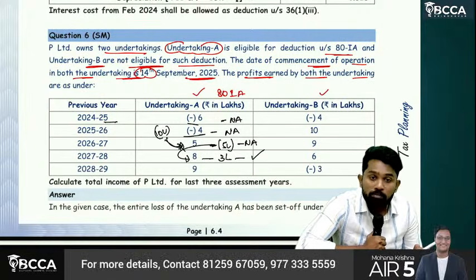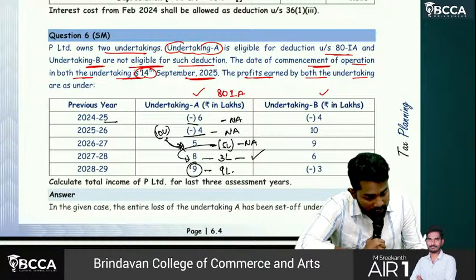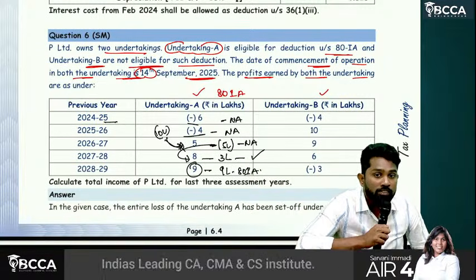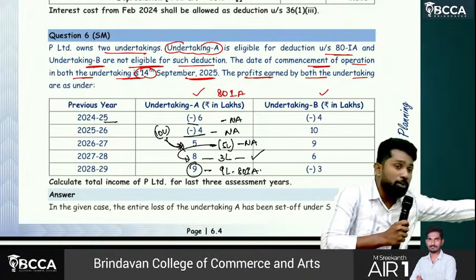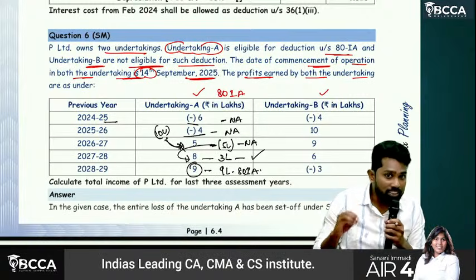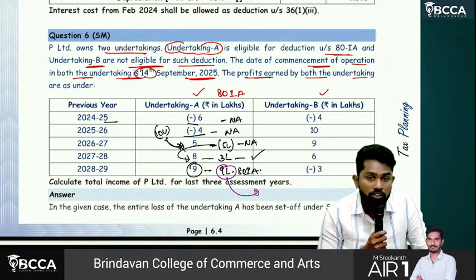Then fifth year, 9 lakhs. Yes, 9 lakhs you can claim as 80IA deduction. But what is the gross total income in 28-29? The gross total income will be only 6 lakhs because the non-eligible unit has a 3 lakhs loss. So even though 9 lakhs is eligible for 80IA, it is restricted to 6 lakhs.